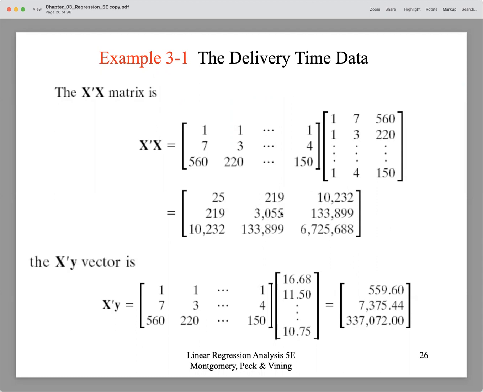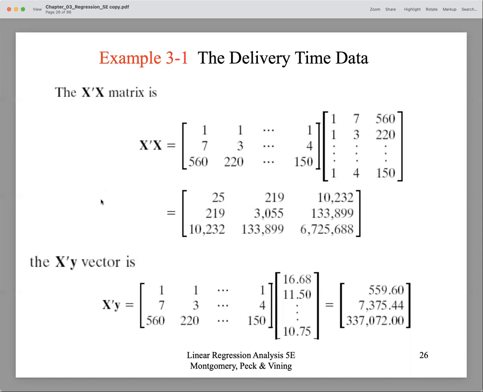This observation down here would be the sum of the squared x1 values. The 6,725,688 would be the sum of the x2 squared values, and the value in the 2, 3 position would be the sum of the x1 times x2 values.